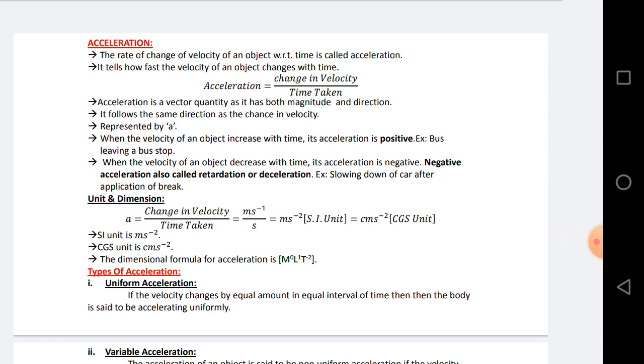So acceleration is a vector quantity, so it has both magnitude and direction. It follows the same direction as the change in velocity, and it is represented by a small letter a.